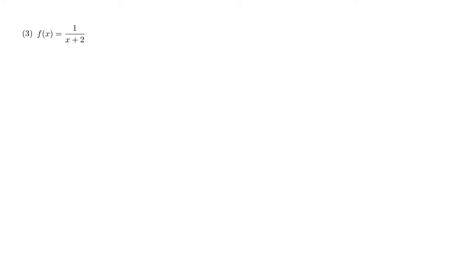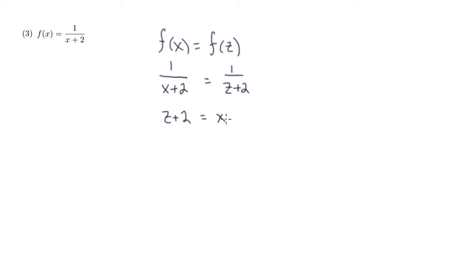Okay, so the first thing to notice is that this function is one-to-one. And why is that the case? Well, if I set f of x equal to f of z, if f is one-to-one, it better be the case that x is equal to z. So this is 1 over x plus 2. This is 1 over z plus 2. And if I cross multiply here, I'll get z plus 2 equals x plus 2. Subtracting 2 from both sides, I see that x is equal to z. So f is one-to-one.